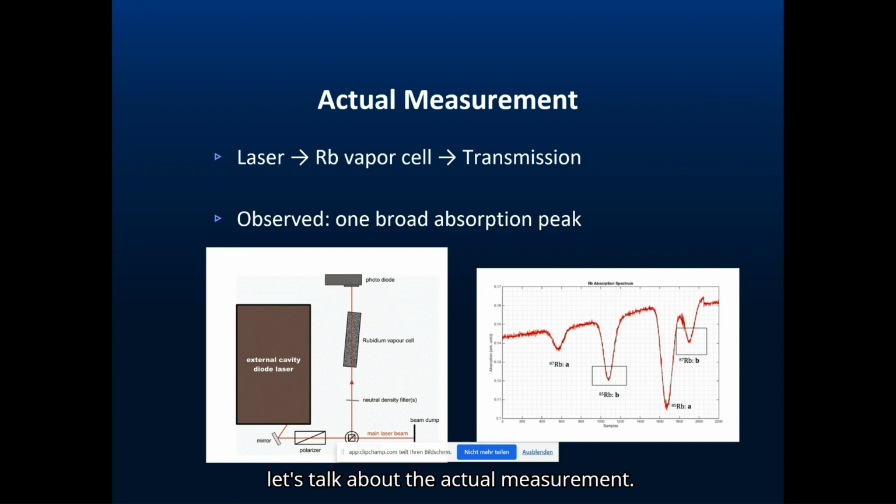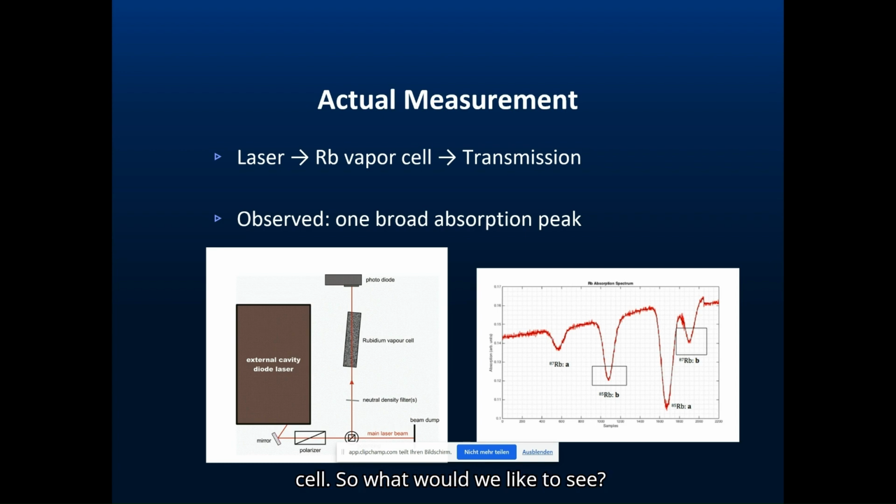So now let's talk about the actual measurement. What are we actually measuring? To observe these transitions, we perform a simple experiment. We shine a tunable laser through a rubidium vapor cell and measure the transmitted intensity, or the absorbed intensity. We continuously scan the laser frequency across the D-line region and record how much light comes out of the other side of the cell.